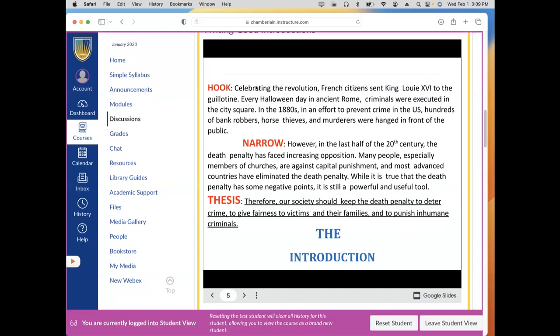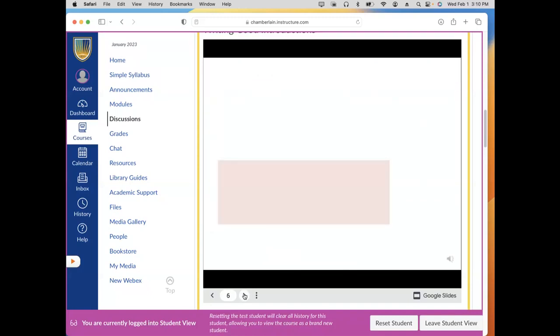I included the second sentence as part of the hook. And then narrowing it, you start to move into where you're going to be talking about, and then there's the thesis. Right, so that's what that was about.